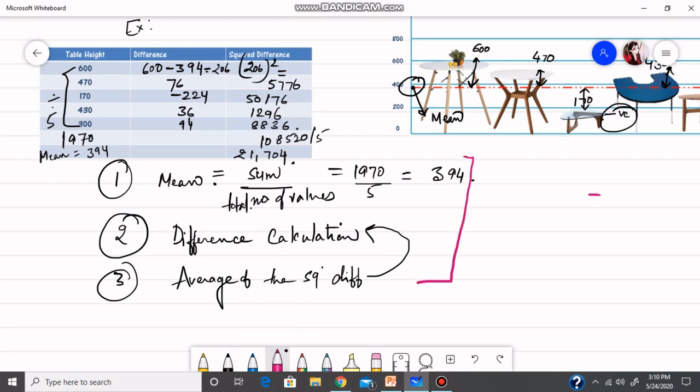Following these three steps, we have received the value of variance as 21,704, and from variance we know the relationship between the standard deviation and variance, where standard deviation is the square root of the variance. So when we calculate, we get the value as 147 meter.